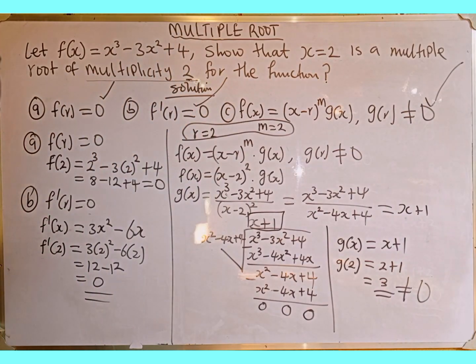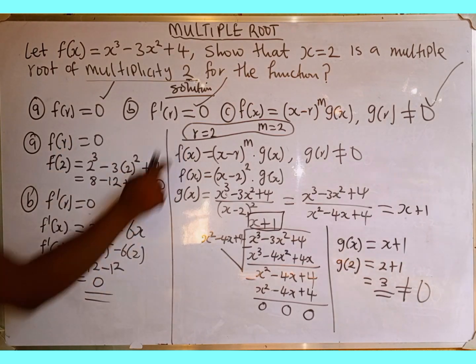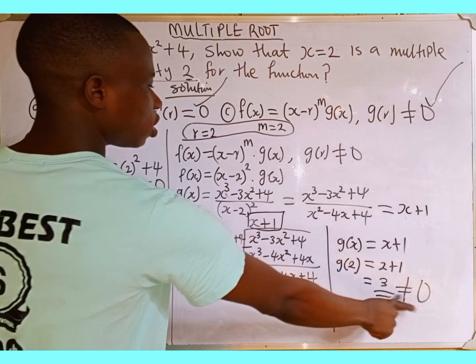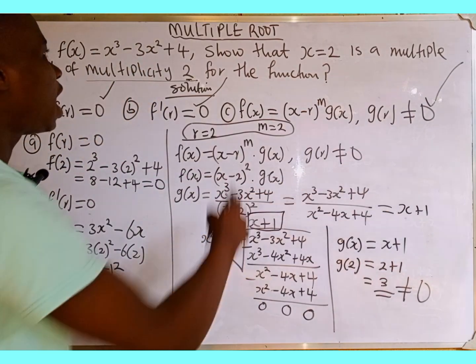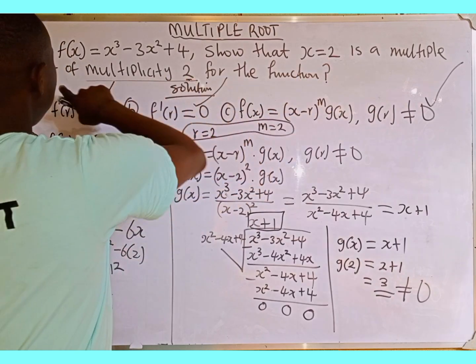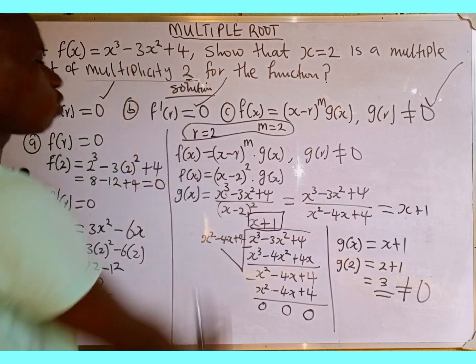Now, if you look at what we did, the first condition is 0, which is satisfied. The second condition is satisfied. And the third condition is not equal to 0, which is also satisfied. Now, we can conclude that x is equal to 2 is a multiple root of multiplicity 2 for the function x cubed minus 3x squared plus 4.